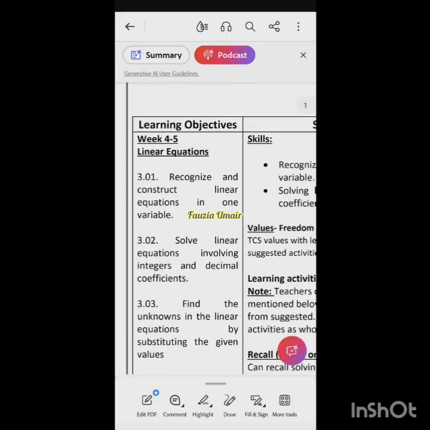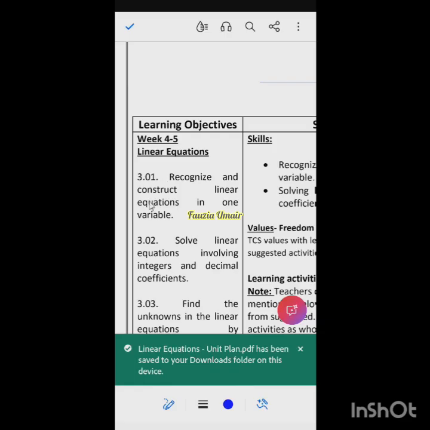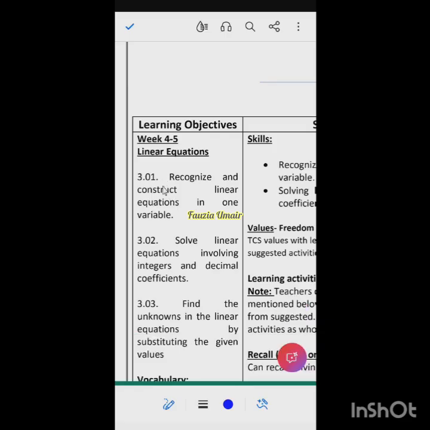So this learning objective is recognize and construct. Construct means that sometimes we will write down the equations on our own. For example, if they say, if we add 5 to a number, we get 15, so we'll make the equation by looking at this statement, right? In one way. Now can you tell me what are linear equations?